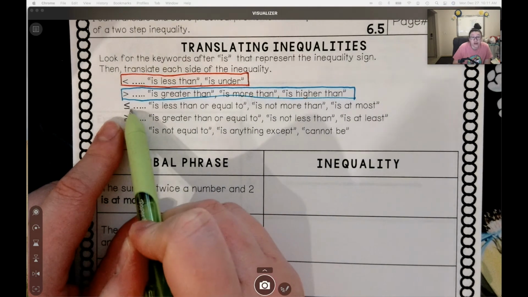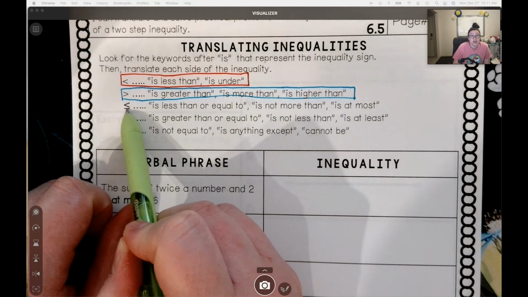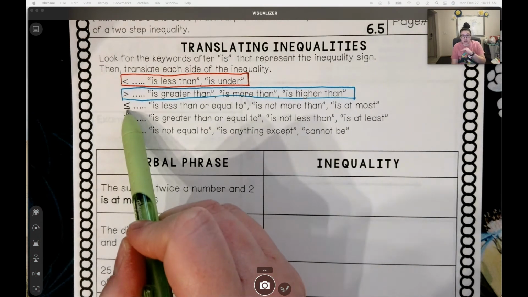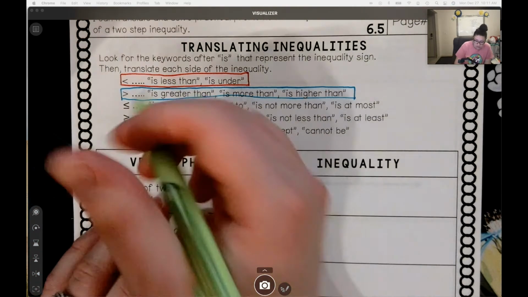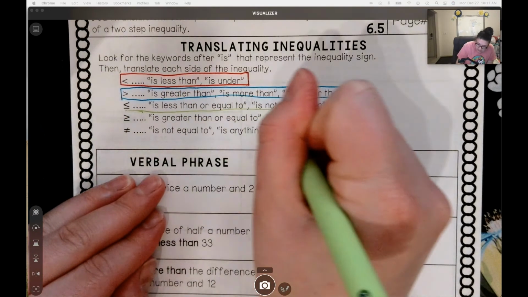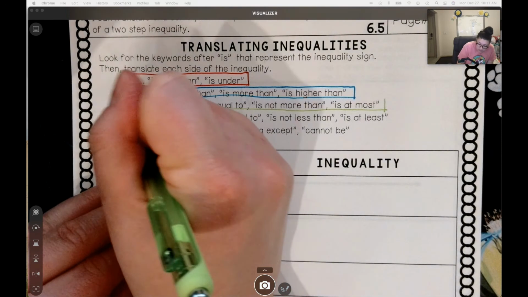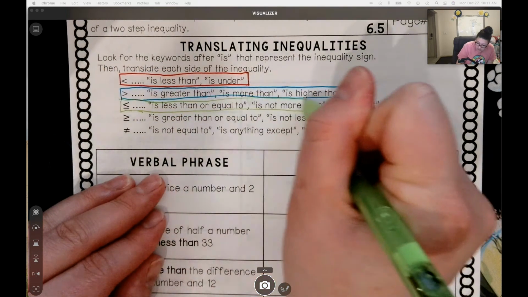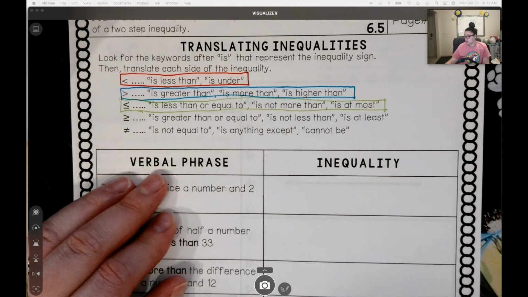Next is less than or equal to. Remember, with less than or equal to, it means it could be that exact number. That's what that line underneath means. It could equal that number exactly. Other phrases we might hear for is less than or equal to are is not more than or is at most. Again, all of those are keywords. They're not the only ones. Plenty of others mean the exact same thing.